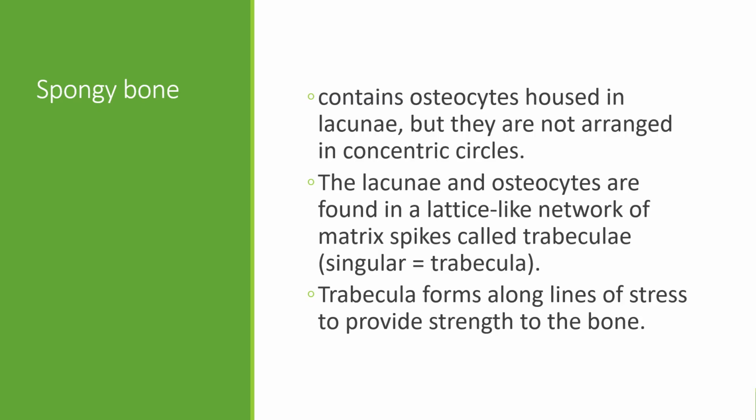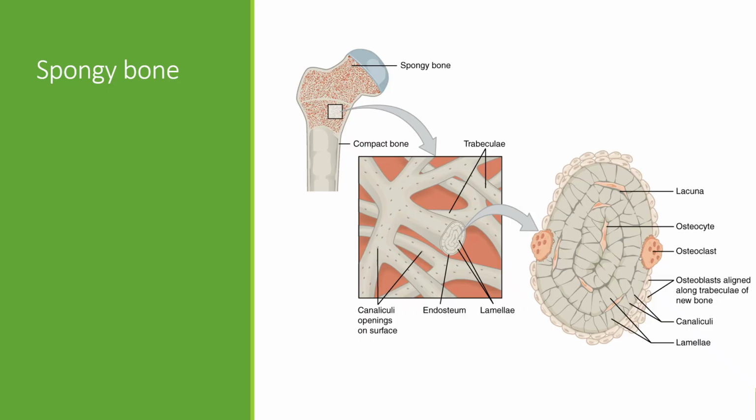The trabeculae are going to form along lines of stress and provide strength to the bone. To me, what spongy bone looks like, there's a picture of it in the little box. It looks like a sponge, but it also looks like the edge of a corrugated box, right? You look on the edge, where you can see the insides. That's what it looks like.